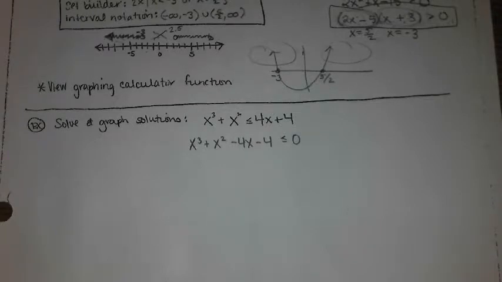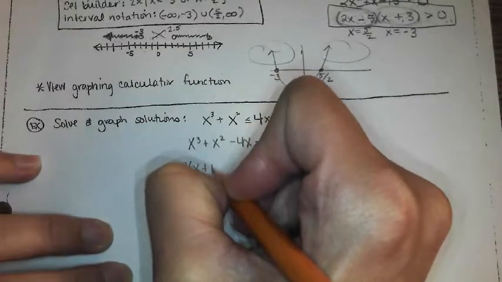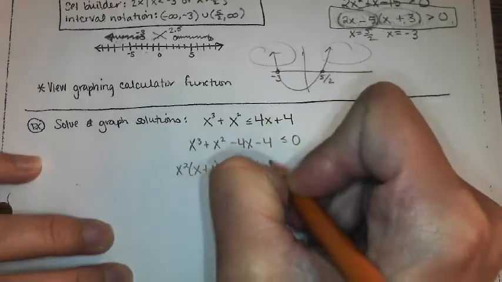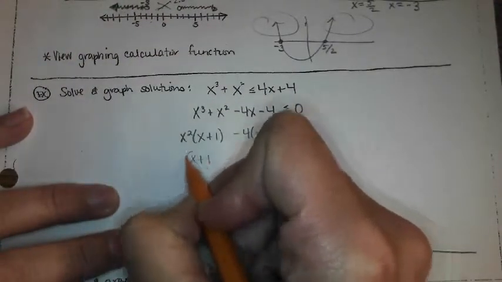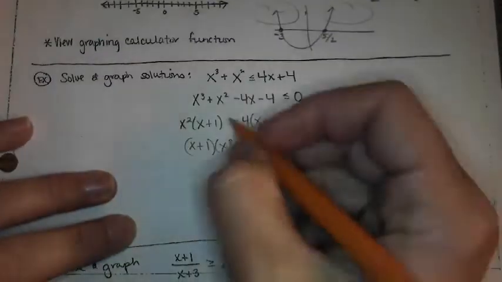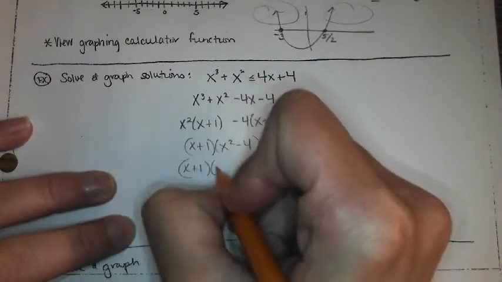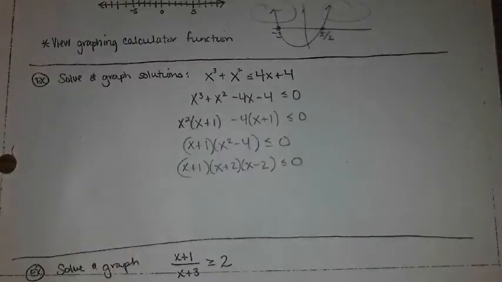And solve it by factoring, if we can, which we can. Pull out an x squared, you're left with x plus 1. Pull out a negative 4, you're left with x plus 1. We have x plus 1 and x squared minus 4. And then you have x plus 1, x plus 2, and x minus 2 from our difference of perfect squares. Did you get all that covered?